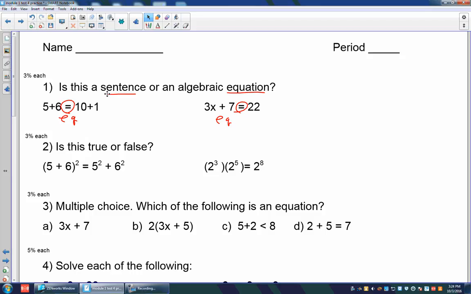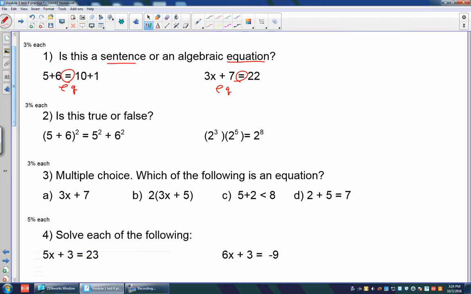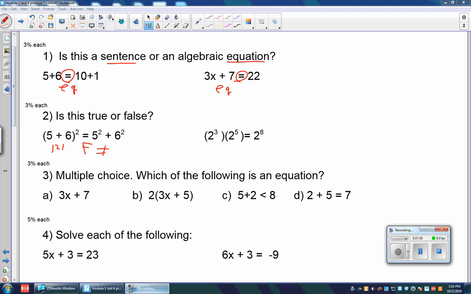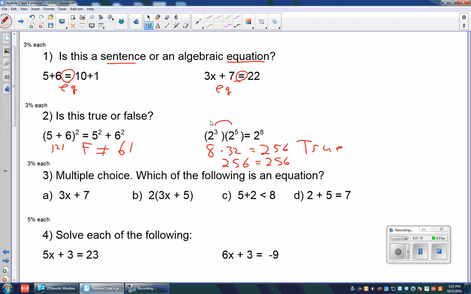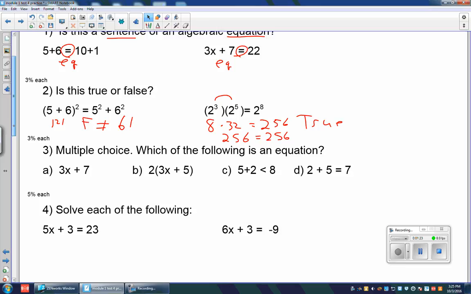True or false? That is false. Why? Because 121 is not the same as 61. Now here, you can type this into your calculator exactly the same way. So that is true. However, we know with the exponent rules, we add the exponents. Yes, that is a true rule. The one on the left is not.